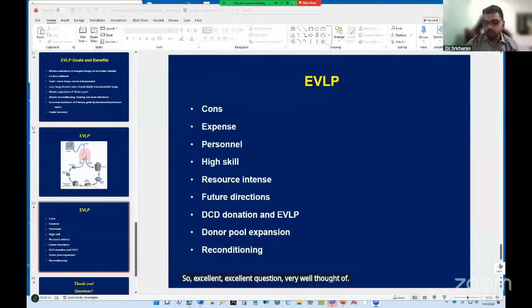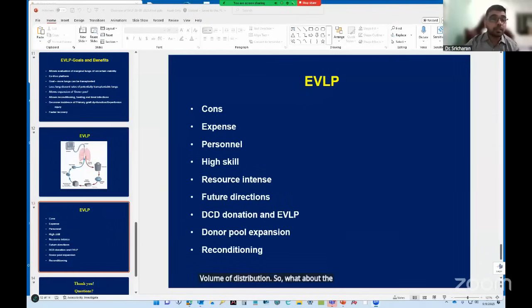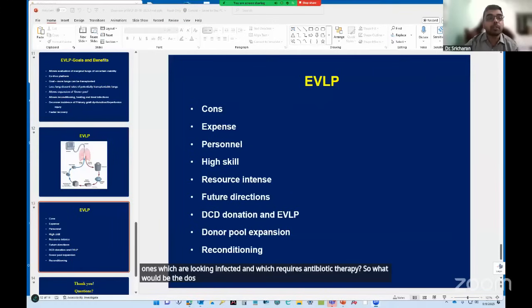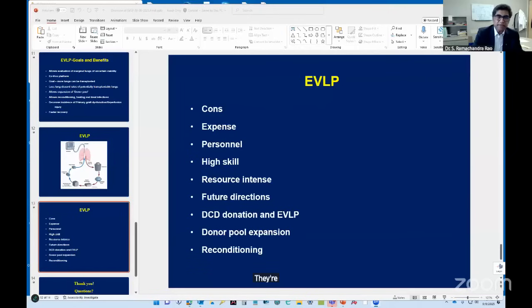One more question we have is that now we know that we're not actually dealing with volume of distribution. So what about the dosage of these drugs, especially for lungs which look infected and require antibiotic therapy? What would be the dosage of antibiotics when we are giving them, is it decreased, or do they remain the same? They're all absolutely the same.